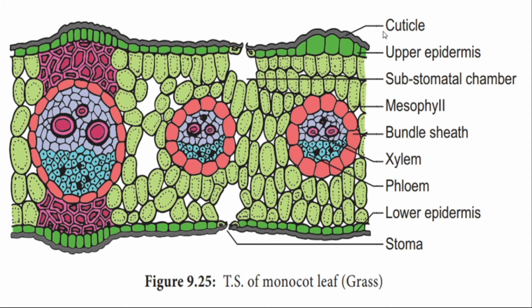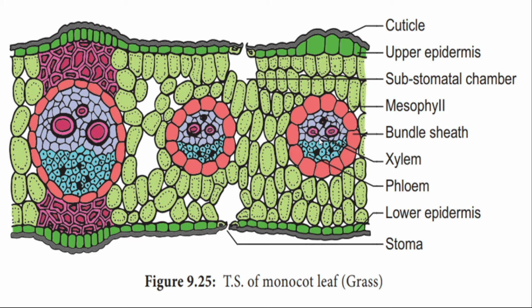Look here. The cuticles are present on the upper epidermis and the lower epidermis. So here also the cuticles are present. This is the lower epidermis, and this is the upper epidermis. These are what we call fully formed cells. And stomatal chambers are present. This is what we call the mesophyll and bundle sheath.